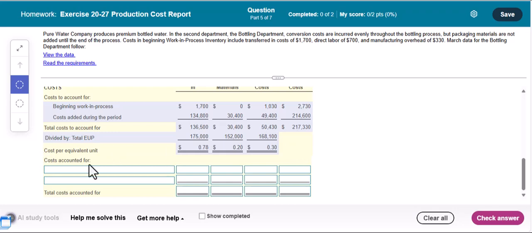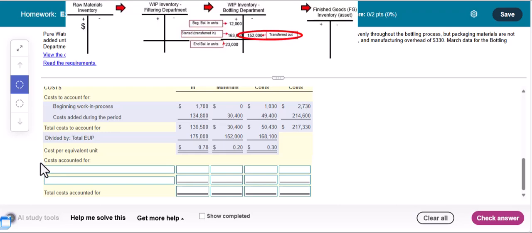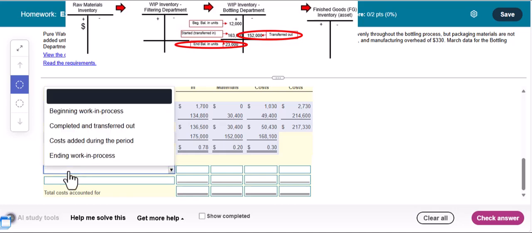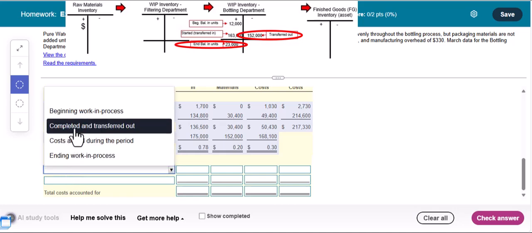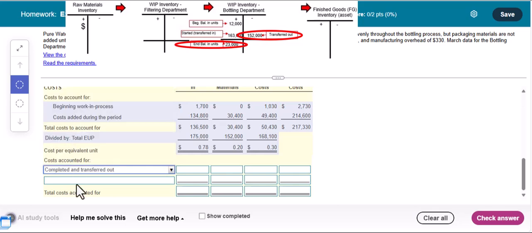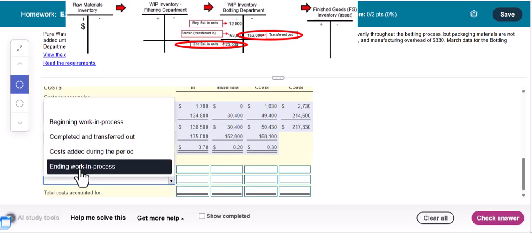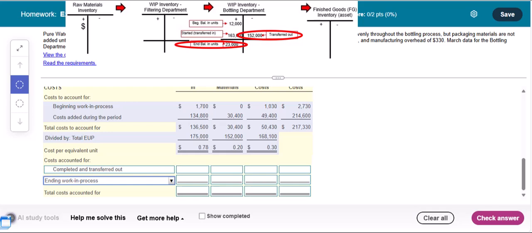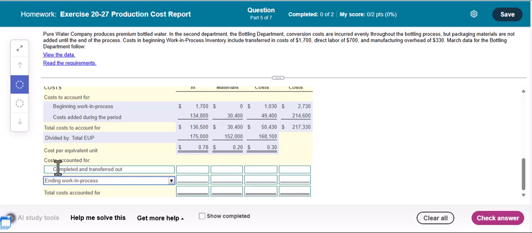Okay, so now we have to figure out our costs accounted for. Remember, costs accounted for are the units transferred out and the ones still in the ending balance. So the labels are going to be units completed and transferred out and ending work in process. Now we need to calculate the costs accounted for the completed and transferred out.